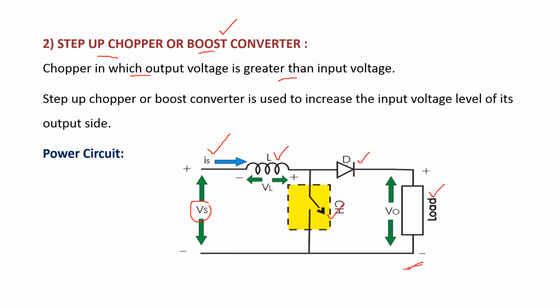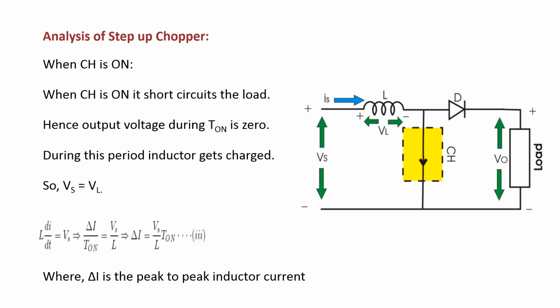Now we are going to discuss the working of this step up chopper, and how we get the output voltage greater than the input voltage. The working of step up chopper is also explained in two operating modes. In the first operating mode, we consider the chopper in on state. In the second operating mode, we consider the chopper in off state. Coming to the first case, when chopper is in on state, this is the equivalent circuit.